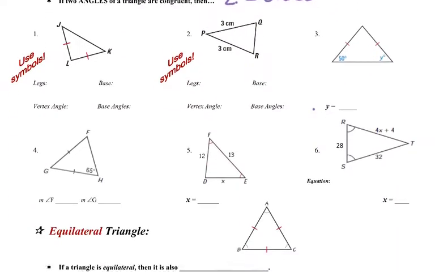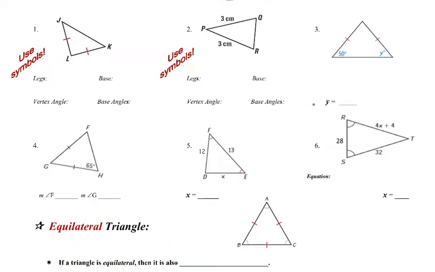So if we look at number 1, it's telling us to use the symbols here. The equal sides are the legs, so that's side JL and side KL. Those are the legs. Where the base is like the other side, JK. The base angles and the vertex angle is angle L. Vertex angle is always between the two equal sides. And then the equal sides will point to the base angles, angle J and angle K, which are equal to each other.